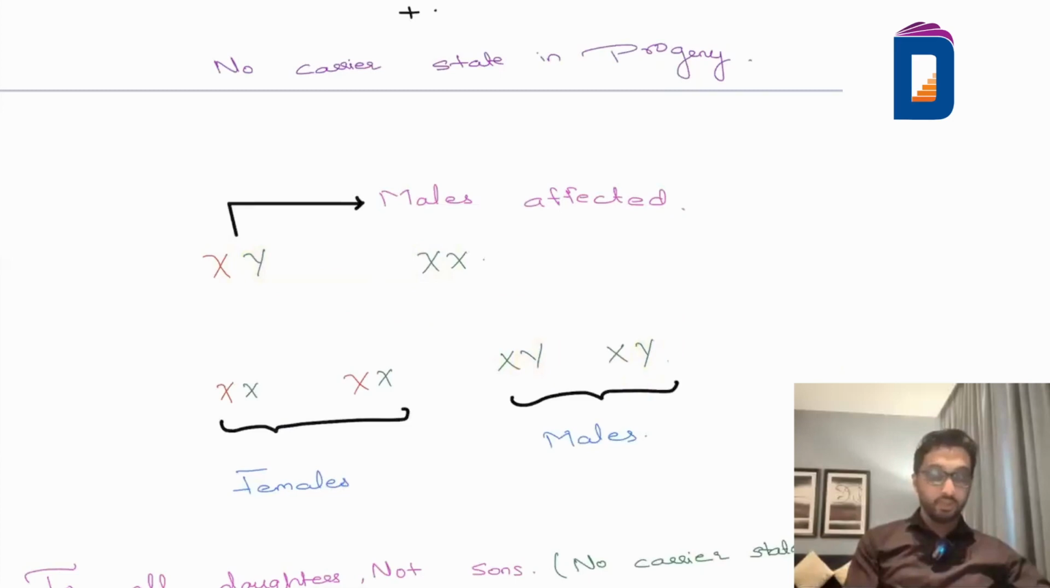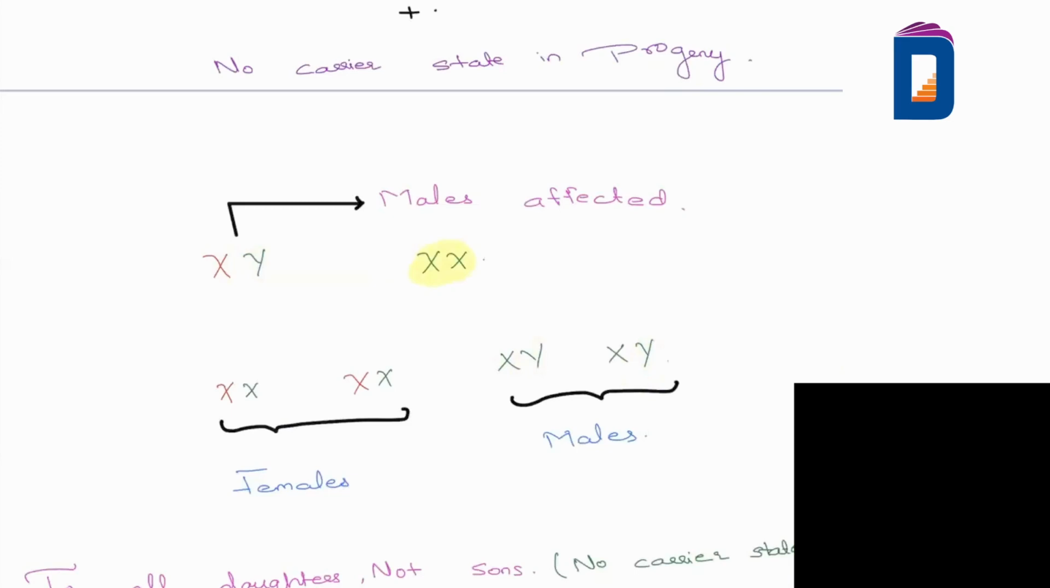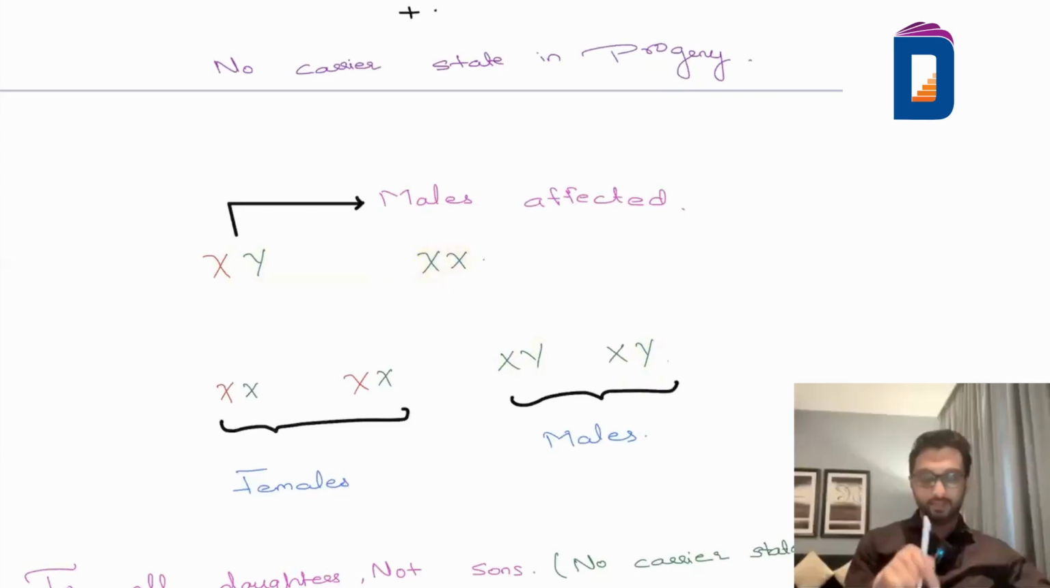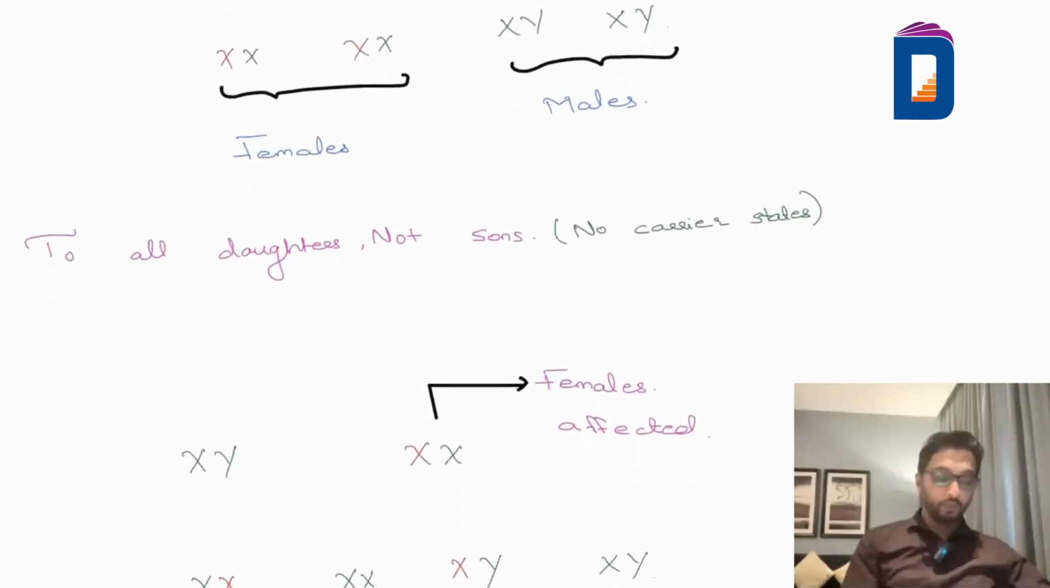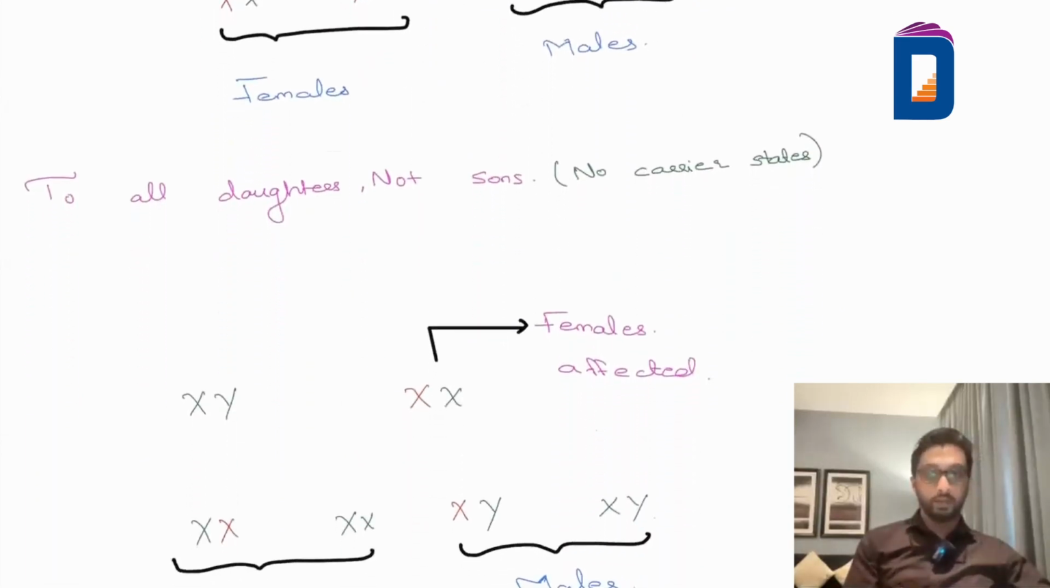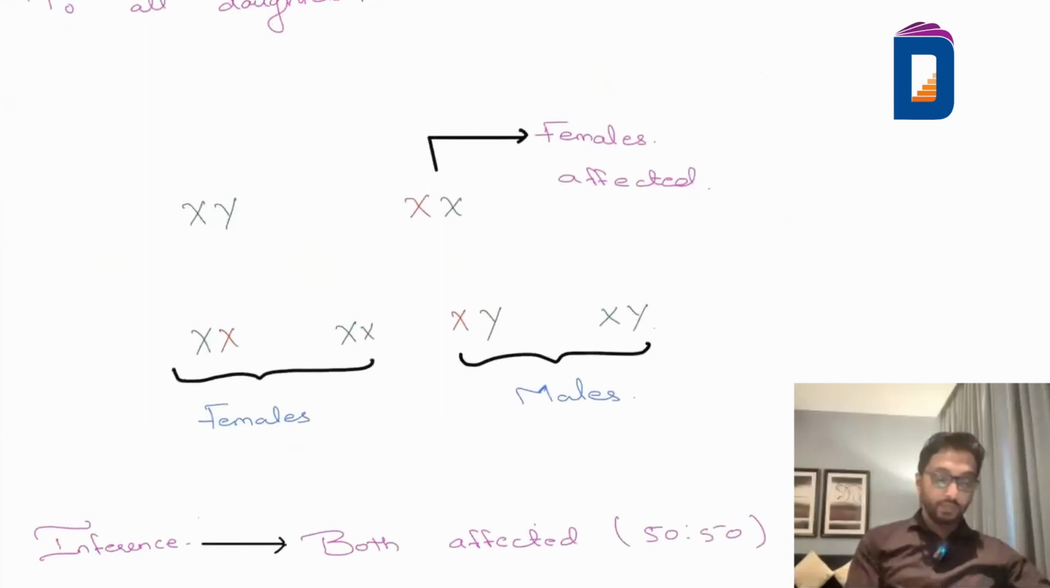Now see, who is giving the X chromosome to the sons? Mother. So if the mother has the disease, the sons will be affected. So it goes to all daughters, and there is no carrier state. Now see this X chromosome, very clear now. The father is going to give this X to one progeny and the mother is going to give this X. So you get both X female, and then this X will combine with the normal X of the mother, and you get a normal female, no problem.